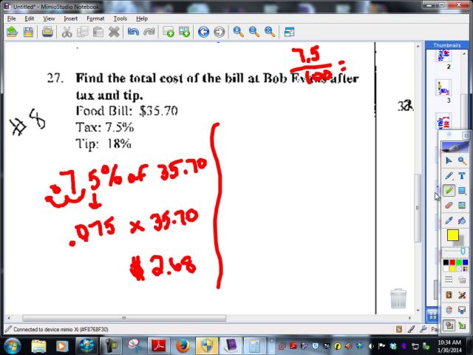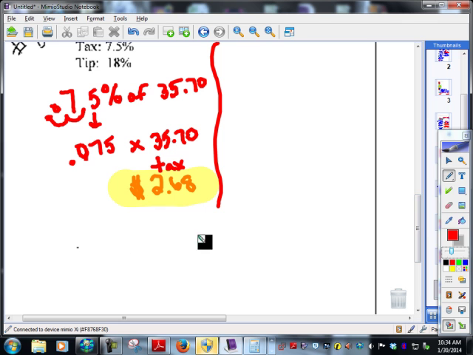$2.68. So, what is this amount? What is that representing that I have in yellow right there? That is the tax. That's how much the government is taking. So now what we have to do is take the food bill and add it to the tax amount.